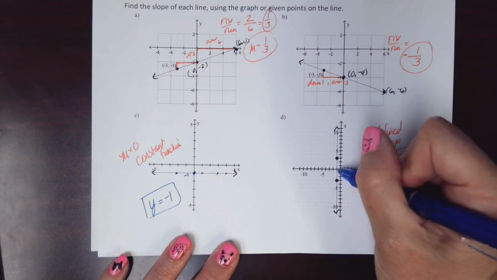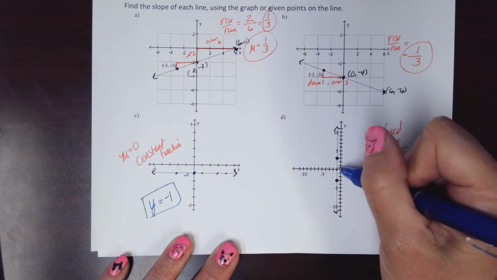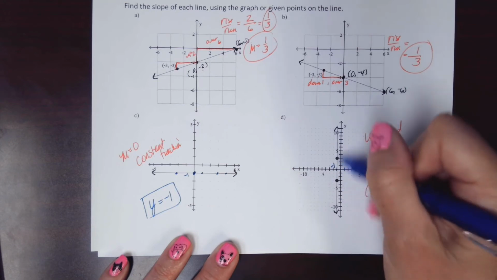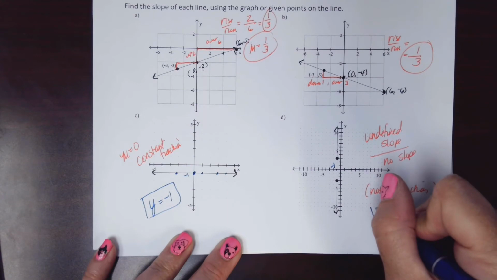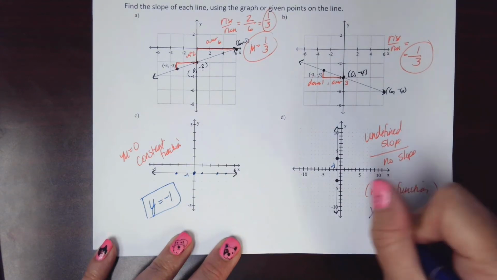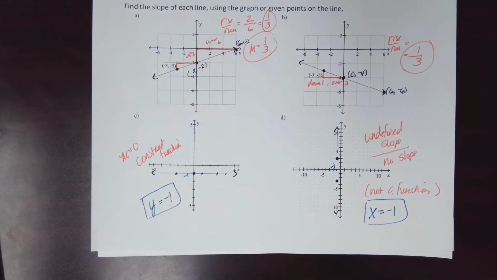Now this x value is -1 no matter what my y value is. So this equation is going to be x equals -1. I have a line that goes through every place where x is a -1.